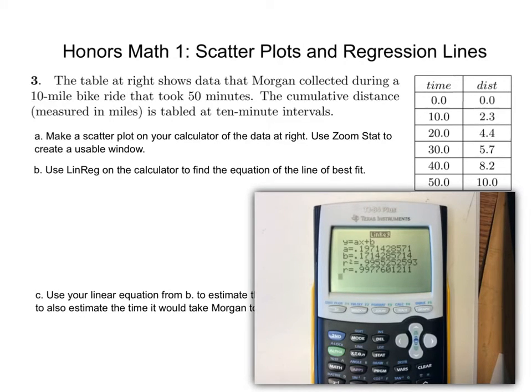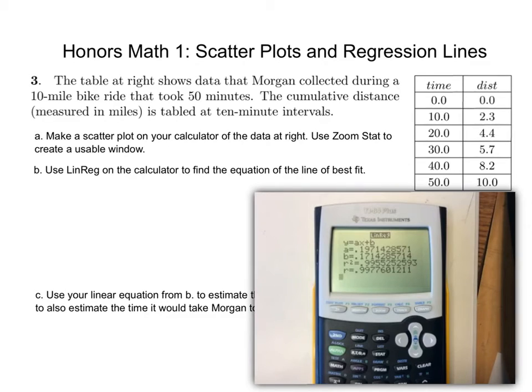So we can write that here on our presentation. And the answer would be, your equation would be y equals 0.197x plus 0.17. That comes from the B there. All right.